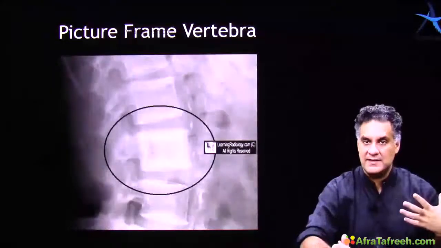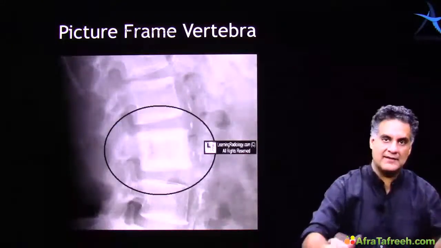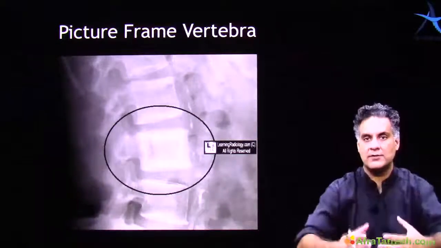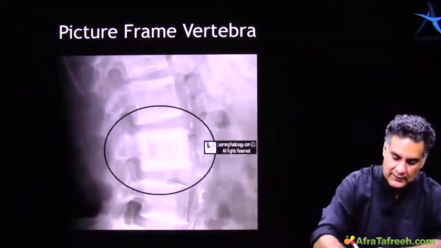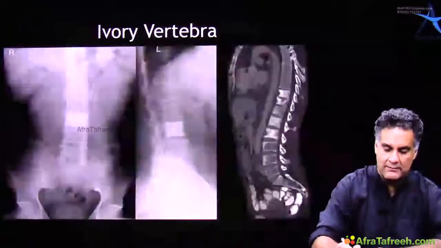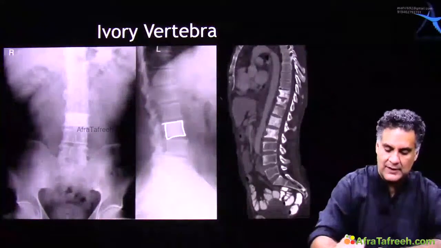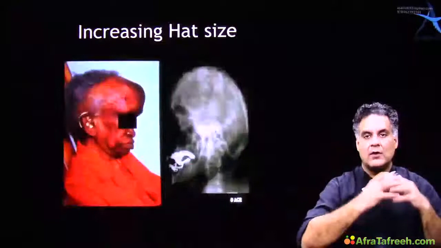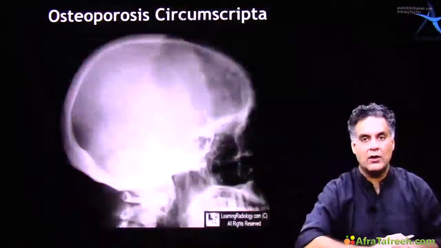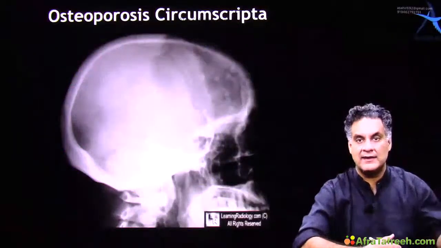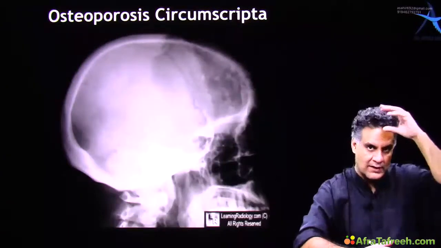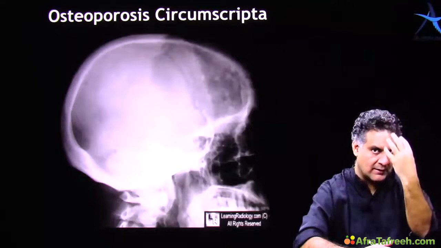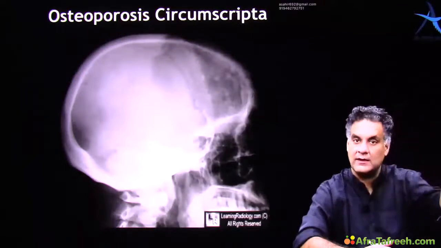Whereas in Paget's, you have osteoblastic and lytic phases. It's increased turnover, more formation, more resorption. You can have sclerotic margins of the vertebra called as picture frame, or you can have the entire vertebra being white, ivory vertebra, or you can have a cotton wool skull in the sclerotic phase, which causes increase in the head size, or you can have an osteoporosis circumscripta in the lytic phase, or you can have a shatter sign where it looks like as if more sclerosis is occurring and as if the hanging cap somebody is wearing.